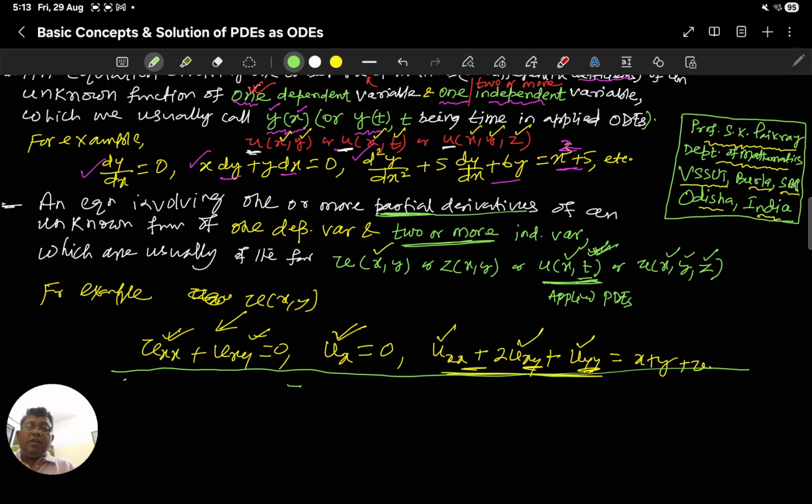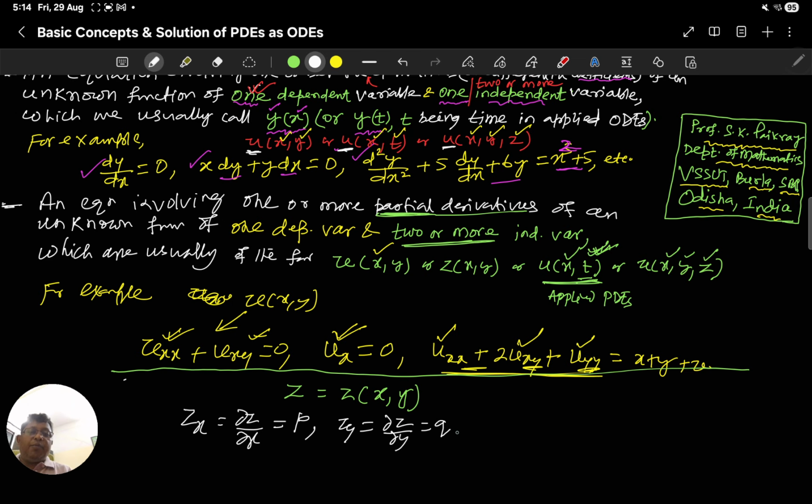If I consider z as a function of two independent variables x, y, then for some standard PDEs, zx means del z by del x, and we denote it by p. Then zy is del z by del y, we call it q.